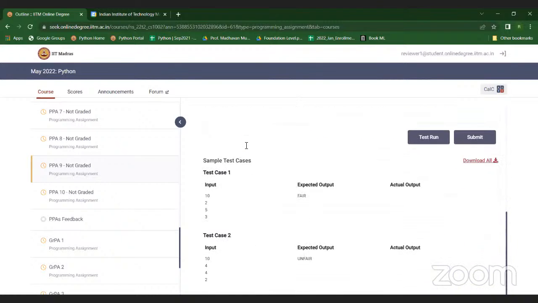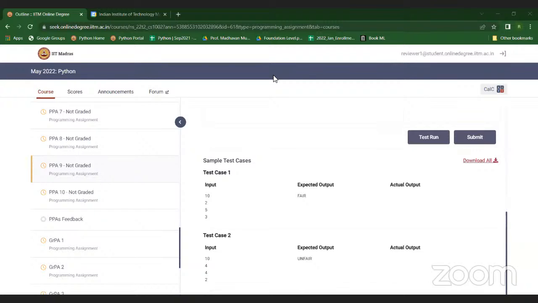Yeah. Okay. Understood. And if you look at test case 2, two friends got the same number of coins. Test case 2 is unfair because the first friend and second friend got the same number of coins. Okay. Now try to solve this problem. I'll give you guys 15 minutes to solve this problem. After that, we'll look at the solution.